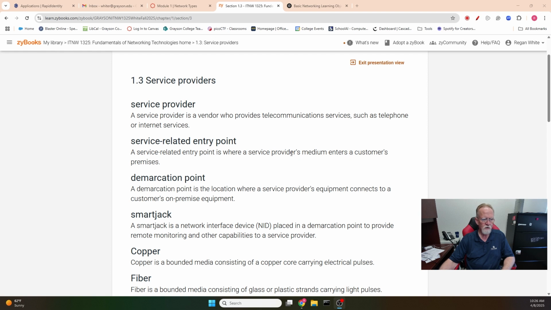A service-related point is a service provider's medium. That's where it enters a customer's premises. So the box on the side of your house where the fiber line comes in or the cable modem comes in, that is the service-related point.